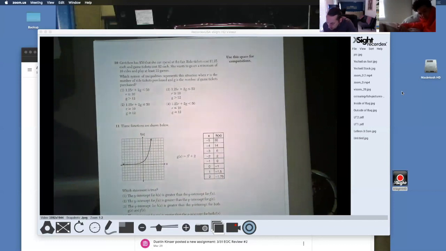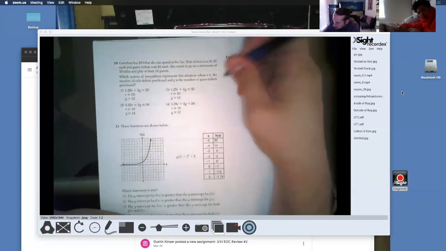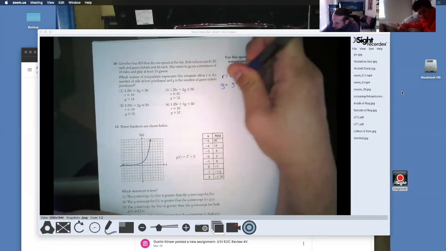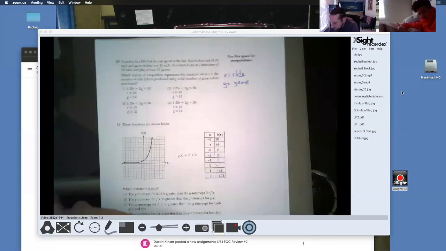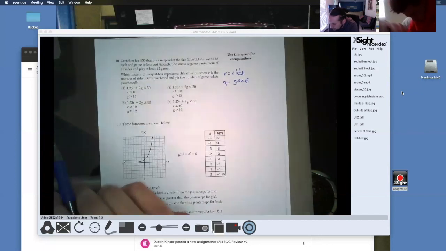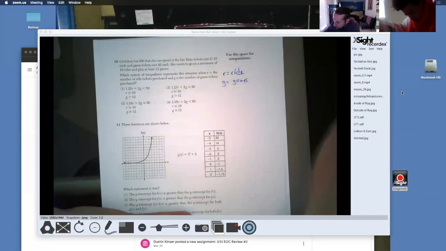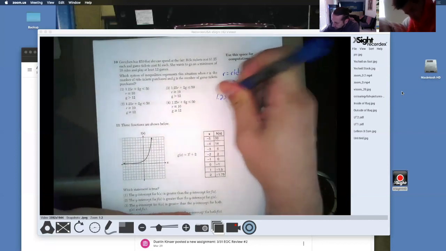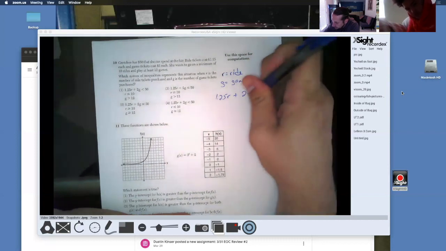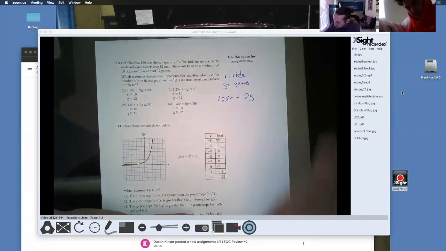All right, so we'll let R equal rides and G stand for games. Let's set the equation first, because that will probably tell us the answer. It's $1.25 per ride, so you have 1.25 times R, plus $2 per game. That doesn't help us because that's the equation for all of them.